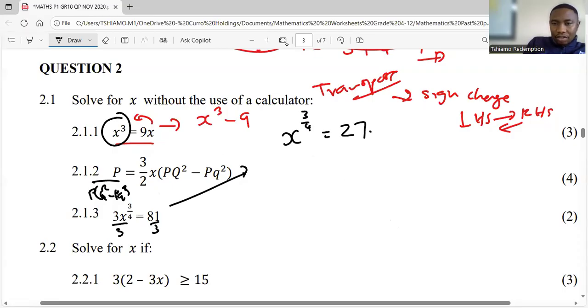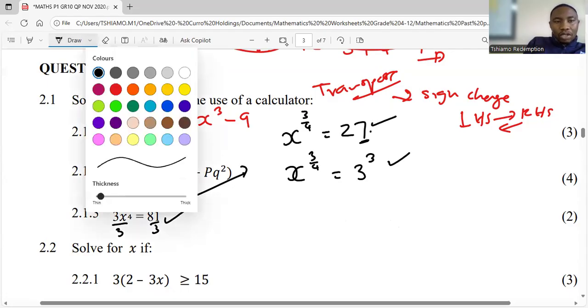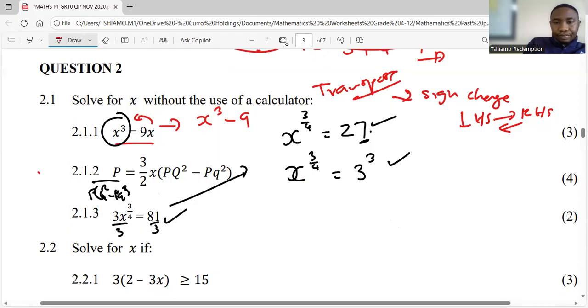Now I can change this to a prime base. It will be (3 over 4) times 3 cubed. So one mark for dividing by 3, one mark for changing this into a prime base. Then we do what we call rationalizing. We multiply this by the reciprocal of that number. So 4 over 3 multiplied by the reciprocal of 3 over 4 is 4 over 3 on both sides. This will cancel.